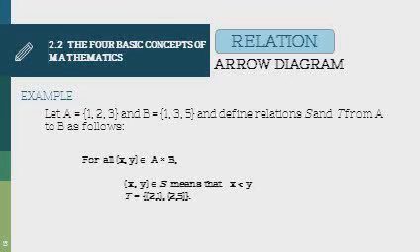Ayan, example natin. Let A equal {1, 2, 3} and B equal {1, 3, 5}, and define the relations S and T from A to B as follows. For all x and y, elements of A times B, (x, y) is an element of S means that x is less than y. So T equals {(2,1), (2,5)}.